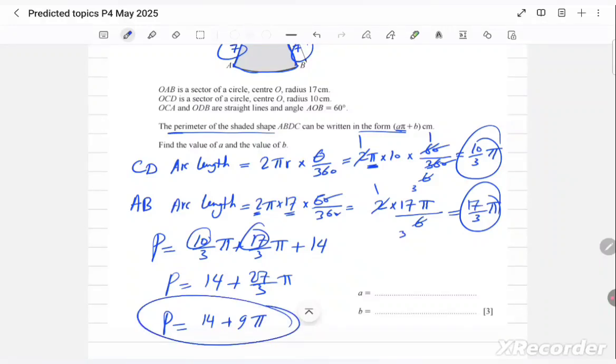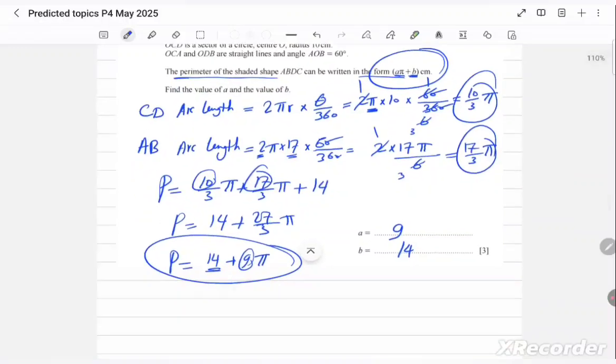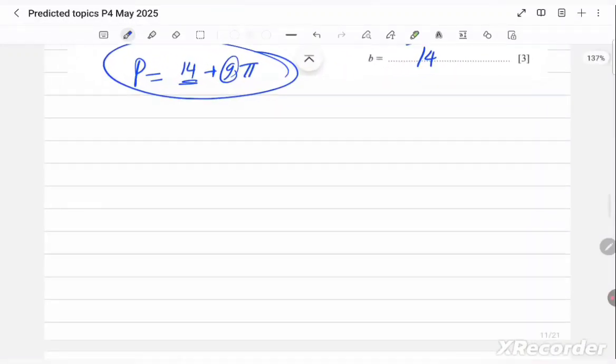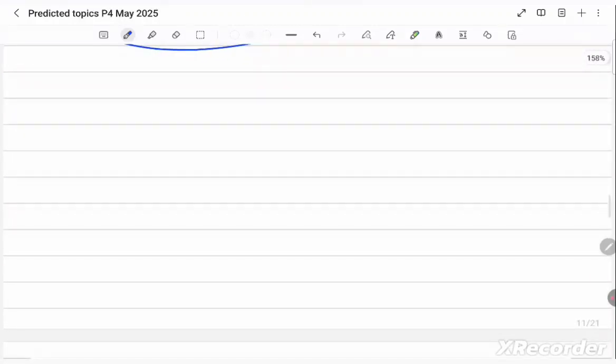Look, this formula is similar to this one. So now what is the coefficient in front of pi, which is 9? So A is 9, and the constant number, free of pi, is B, which is 14. So A is 9 and B is 14. Let's move to the next question.